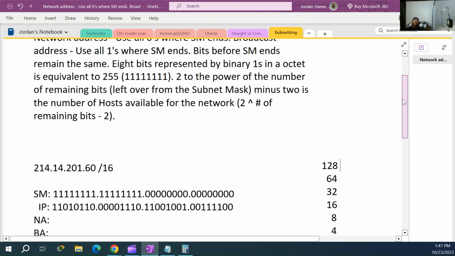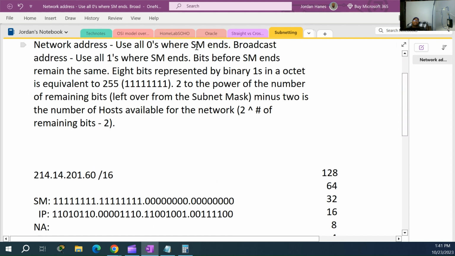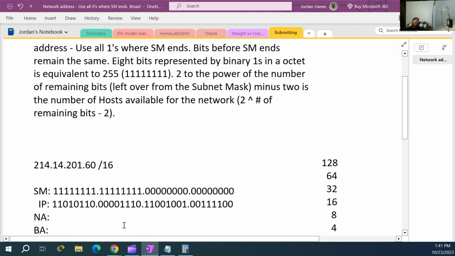So there's a rule here for our network address. And that is we're going to use all zeros where the subnet mask ends to find the network address. So what that means is we're going to count everything here and we're going to use all ones. Bits before the subnet mask ends will remain the same.